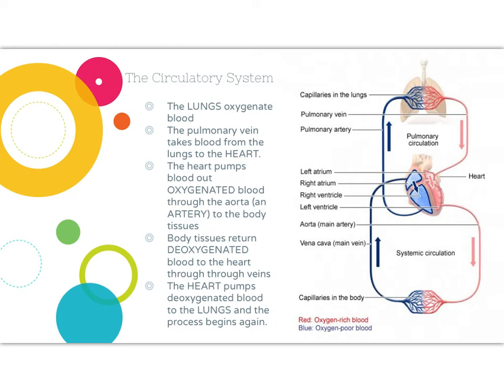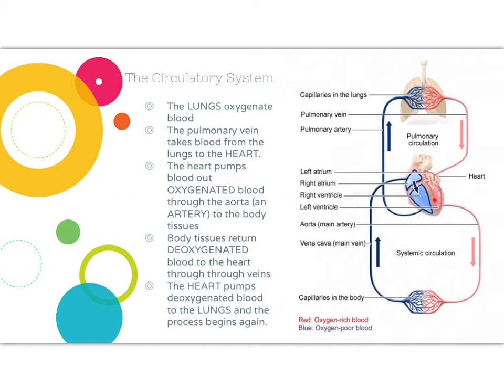The circulatory system. So the circulatory system begins with our lungs in this case. So the lungs oxygenate our blood. The pulmonary vein takes blood from the lungs to the heart. So within our lungs, we have capillaries, and they allow the transfer of oxygen from our lungs into our bloodstream. The pulmonary vein takes this oxygenated blood to our heart.